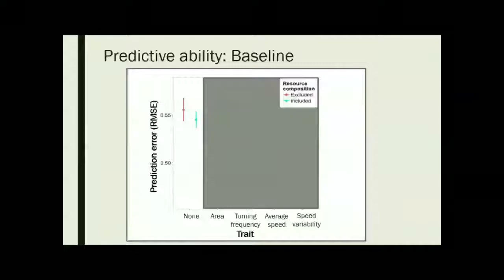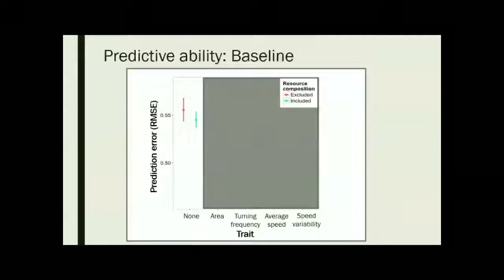And the important question here is, how much is our predictability, our ability to make predictions, improved by adding in these traits? So what we have to do is compare these models with a baseline model. That's effectively the model without any trait information in it. So that's this first column. And what you see on the y-axis is the prediction error.